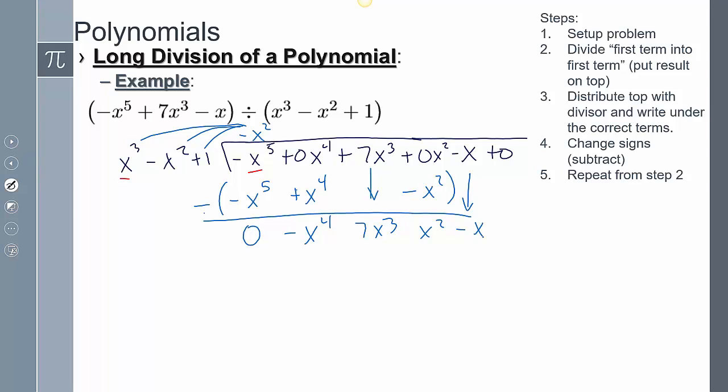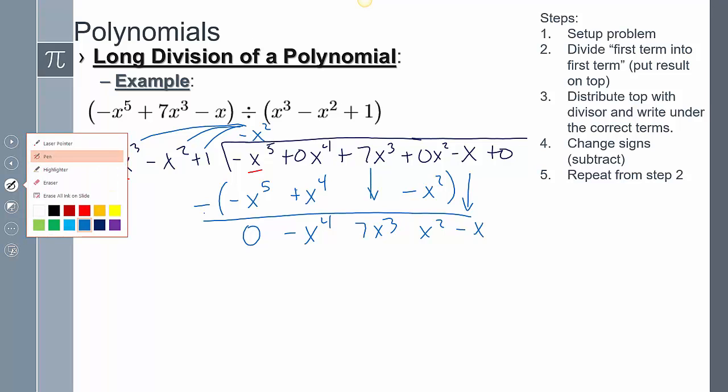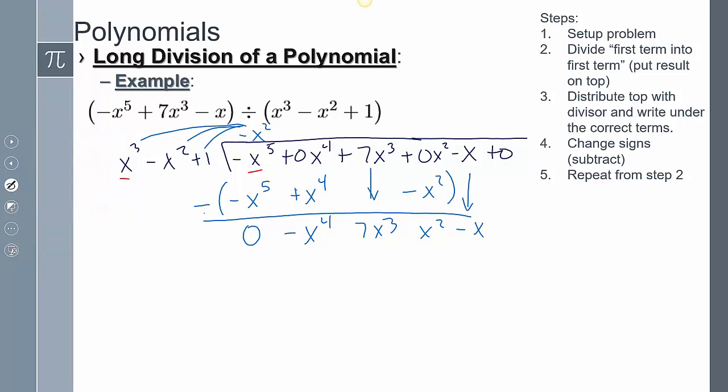So now going back to step 2, first term and first term, so divide those. I'm going to get minus x. So now multiplying those through, negative x times x cubed gives me negative x to the fourth. Negative x times negative x squared gives me a positive x to the third. Negative x and 1 gives me a negative x.